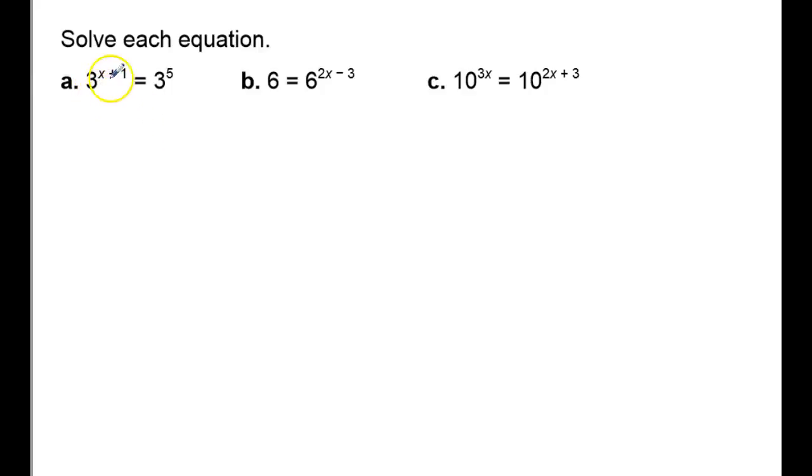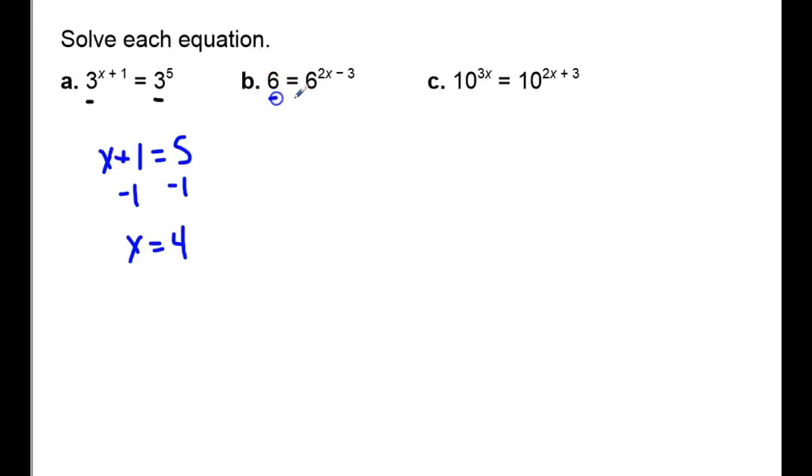I see I have 3 to the x plus 1 equals 3 to the 5th. The first thing I notice is that my bases are the same. So if my bases are the same, then I can set my exponents equal. So I would have x plus 1 equals 5. Then to solve for x, I just subtract 1. So I know that x equals 4. And I can just simplify, and that's all I'm asked to do for this part A. So let's look at B.